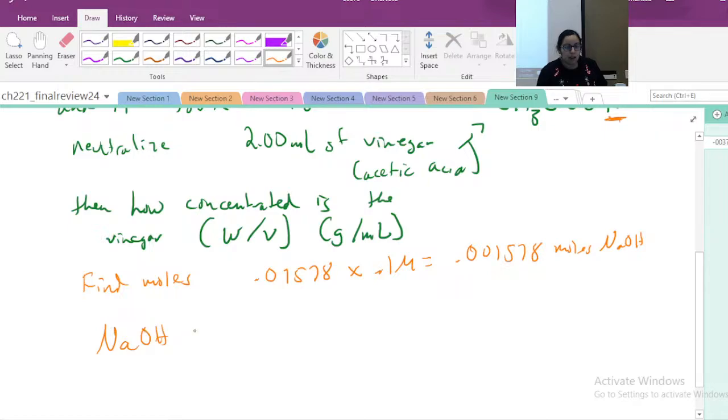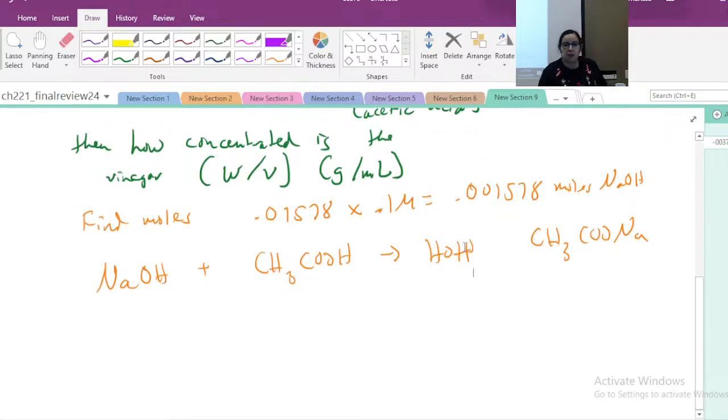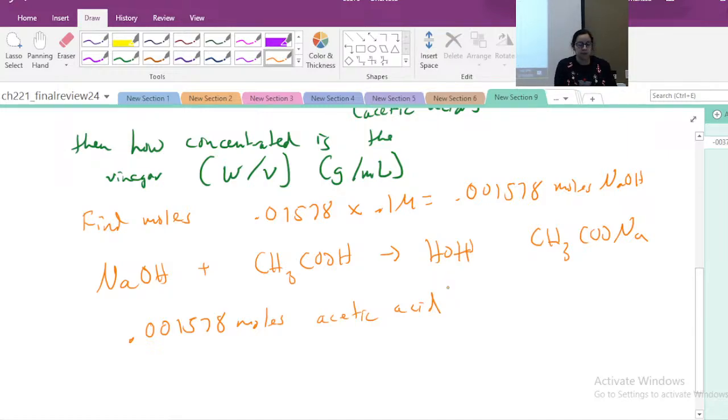So we can write out our equation. So now that gives us water and sodium acetate. Double displacement reaction, so 1-to-1 ratio. So that means we have 0.001578 moles of acetic acid. So then, how do we get grams from this?